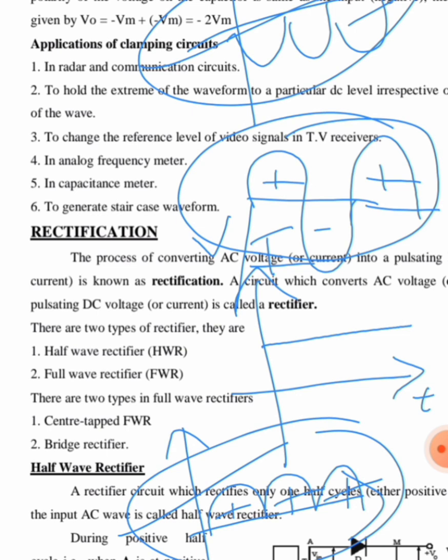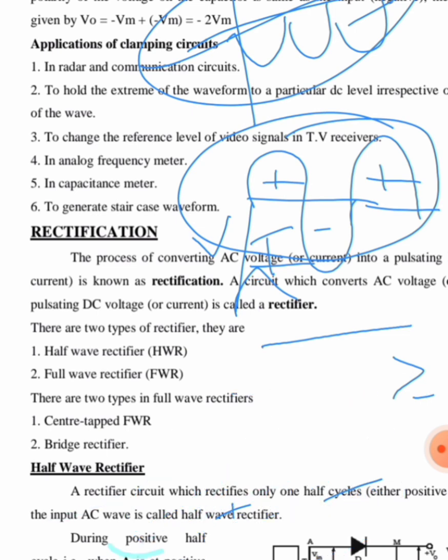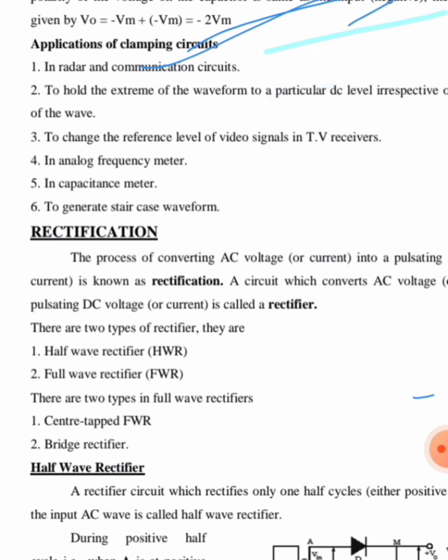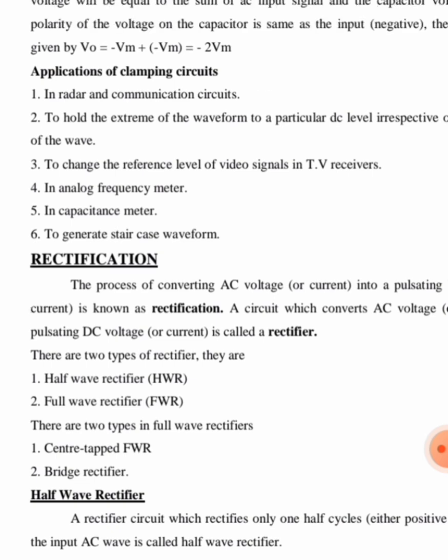Okay. So in this we have two types of rectifier circuits. One is the half wave rectifier, which will be denoted by HWR, and the full wave rectifier, which will be denoted by FWR. Again, this full wave rectifier is further classified into two types: center tapped FWR and bridge FWR. So now let us first see the half wave rectifier circuit.